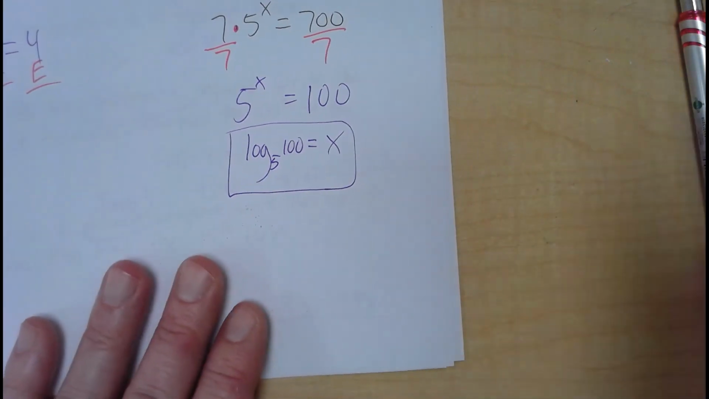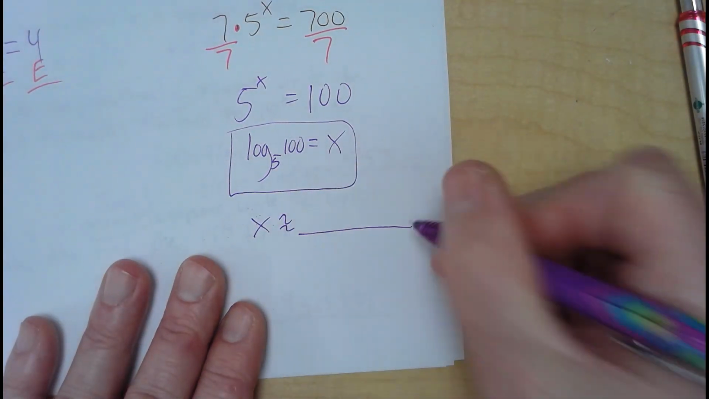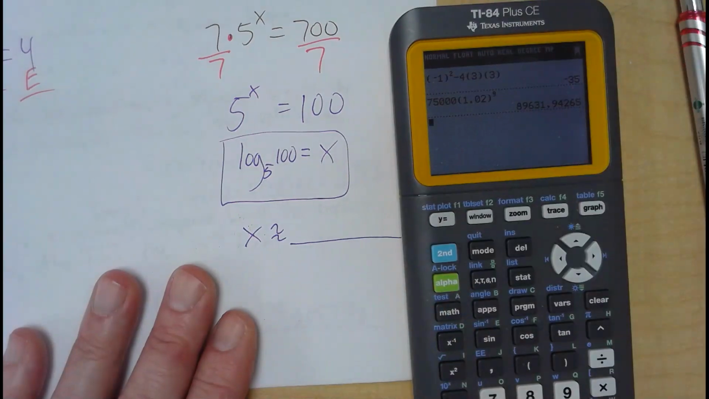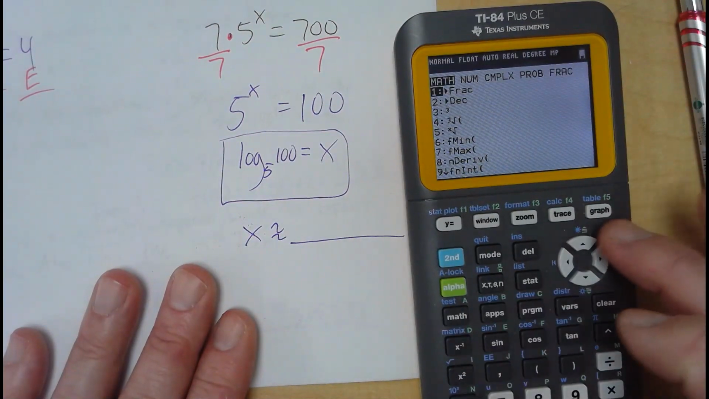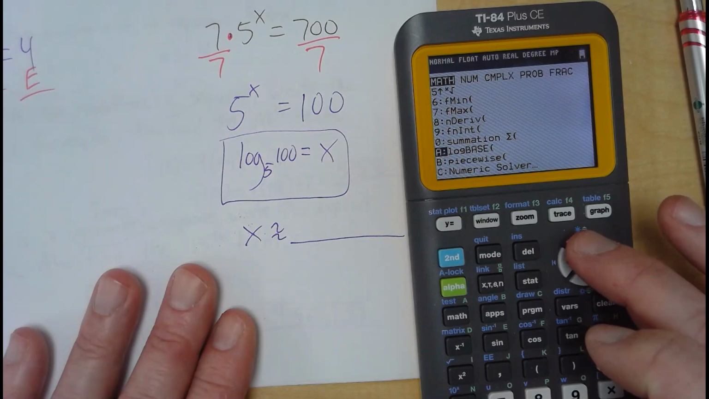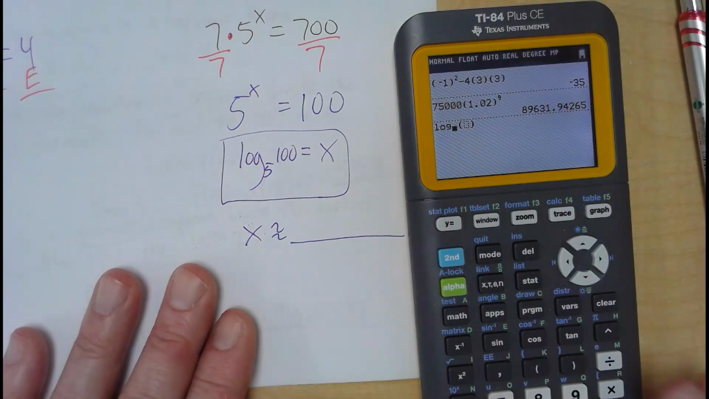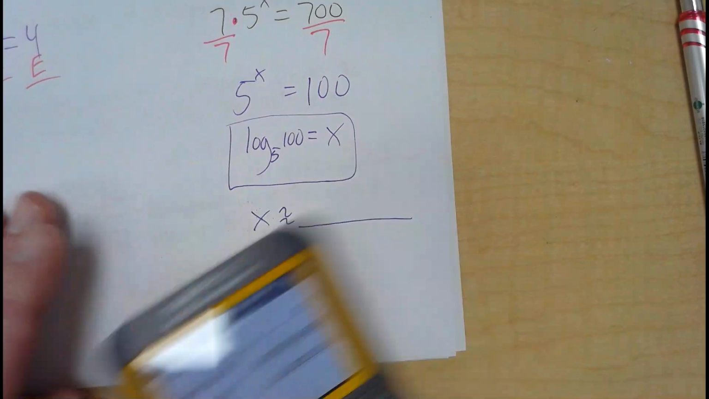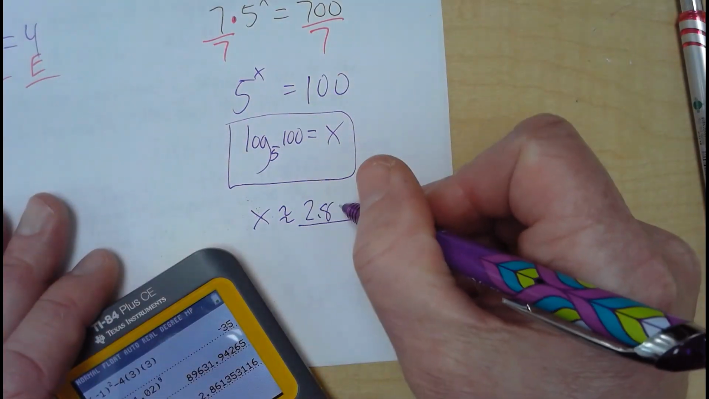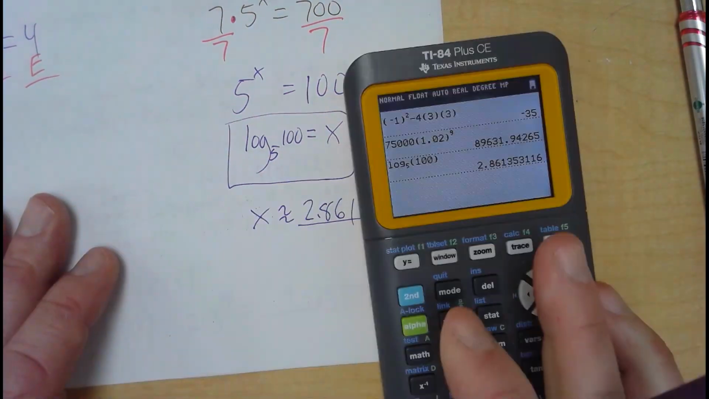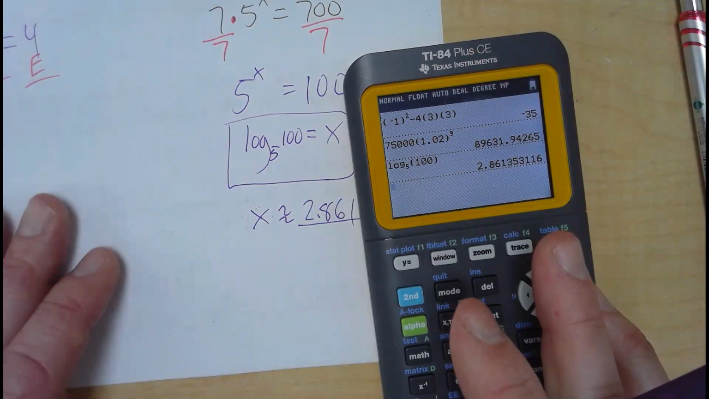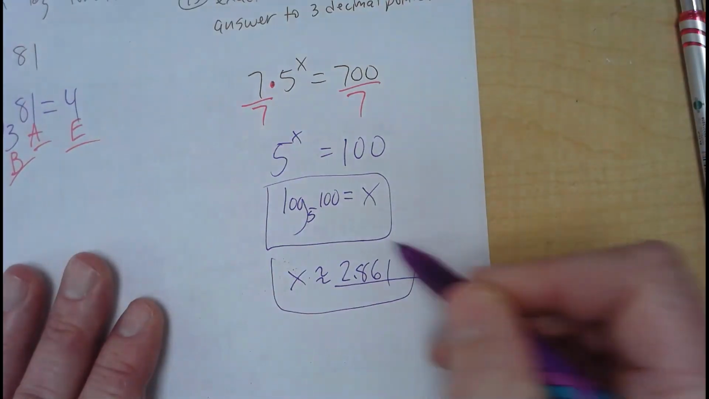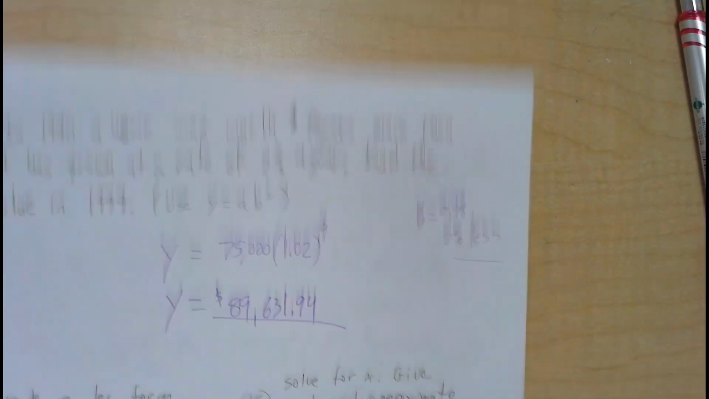Now, I have to come up with a decimal approximation. So x is approximately equal to, I go where? I go to the math menu, and I go up arrow, up arrow, up arrow, and I choose the log base button, and I put in a 5, and I put in a 100. Enter. So I told you it was 2 something. It's 2.861. Log base 5 of 100. Ba-dum-ba-dum-ba-ding. So exact answer and approximate answer.